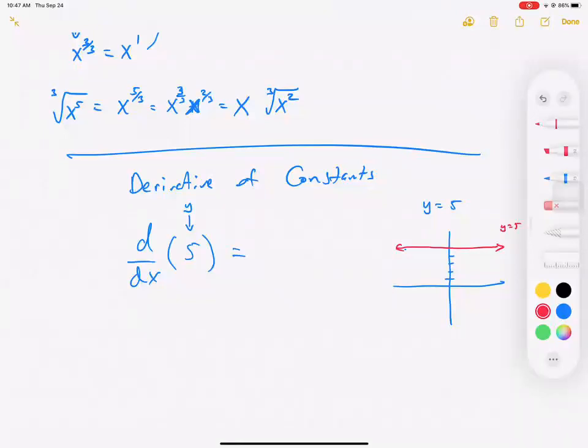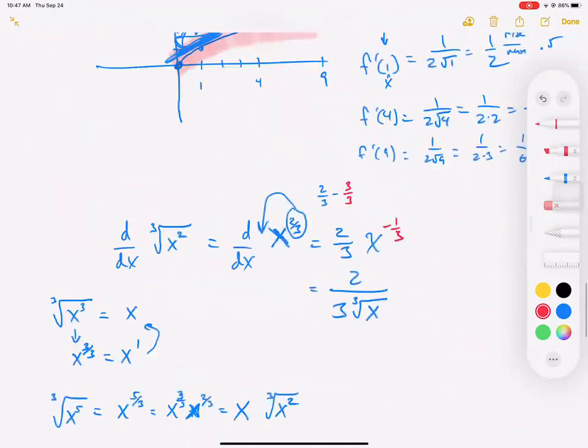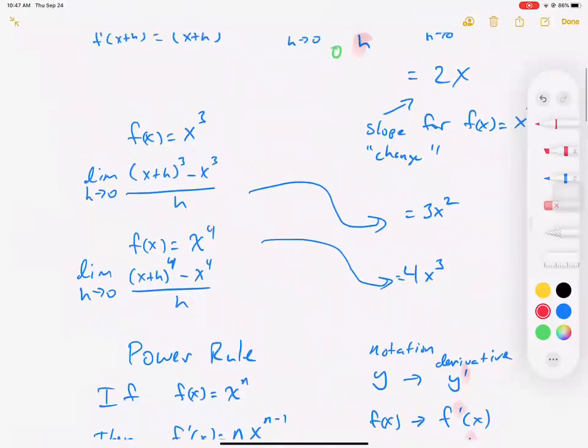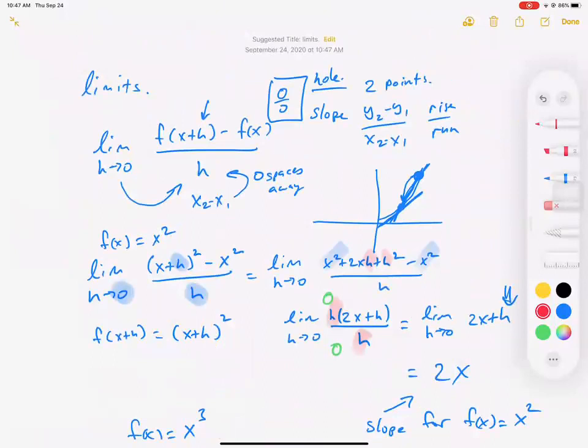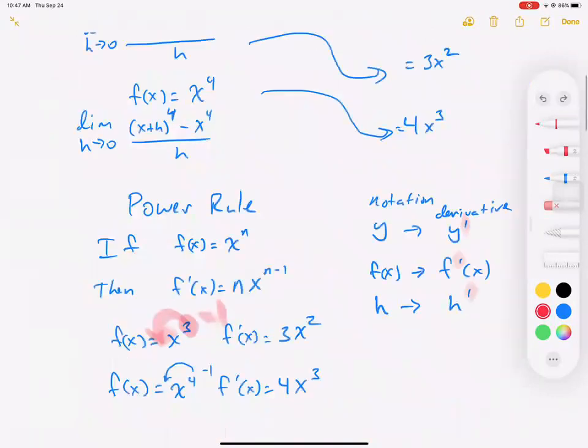To remind you, what is this idea of a derivative? Jumping all the way back up here, we said the idea of a derivative was, I didn't write it, it was about change, remember? It's about slope. It's about your rise over your run. That's what a derivative is. How much have we changed?